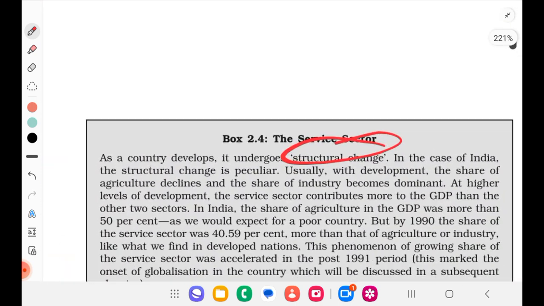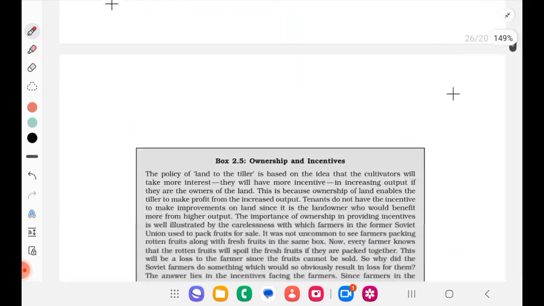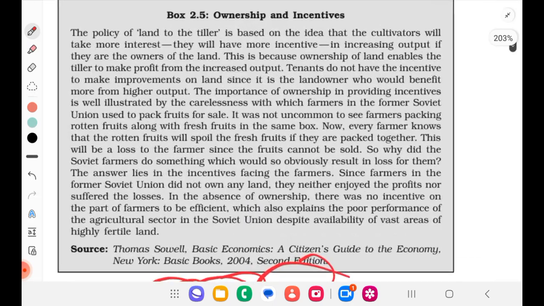So service sector, we read this table and it is work it out, not required. Now we'll see about ownership and incentives.